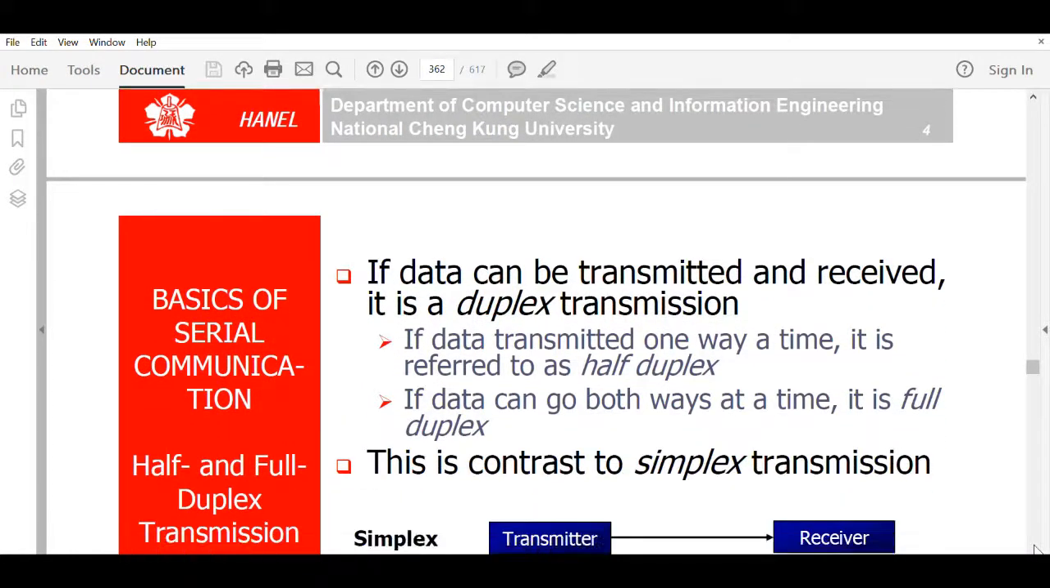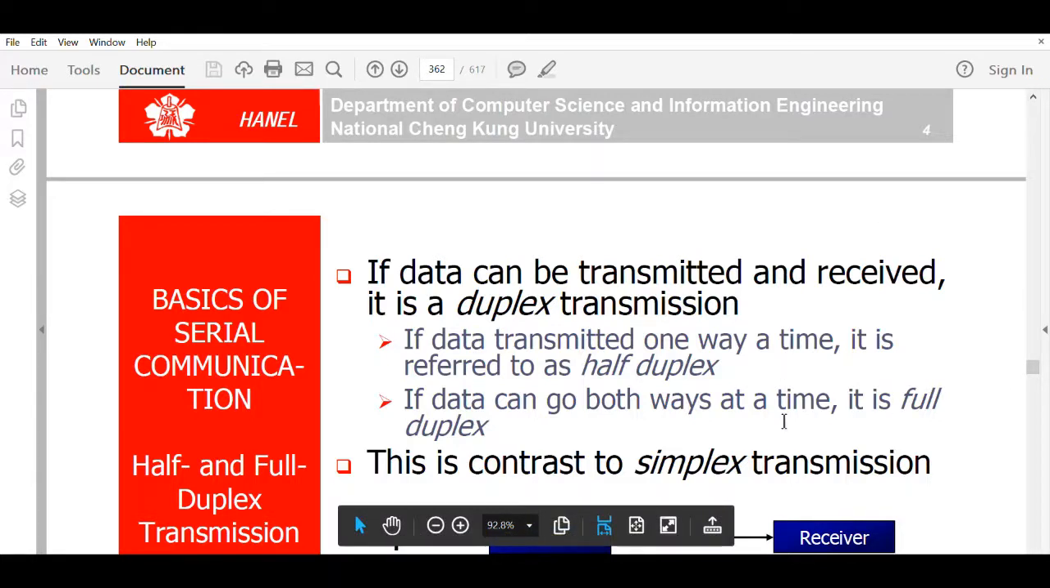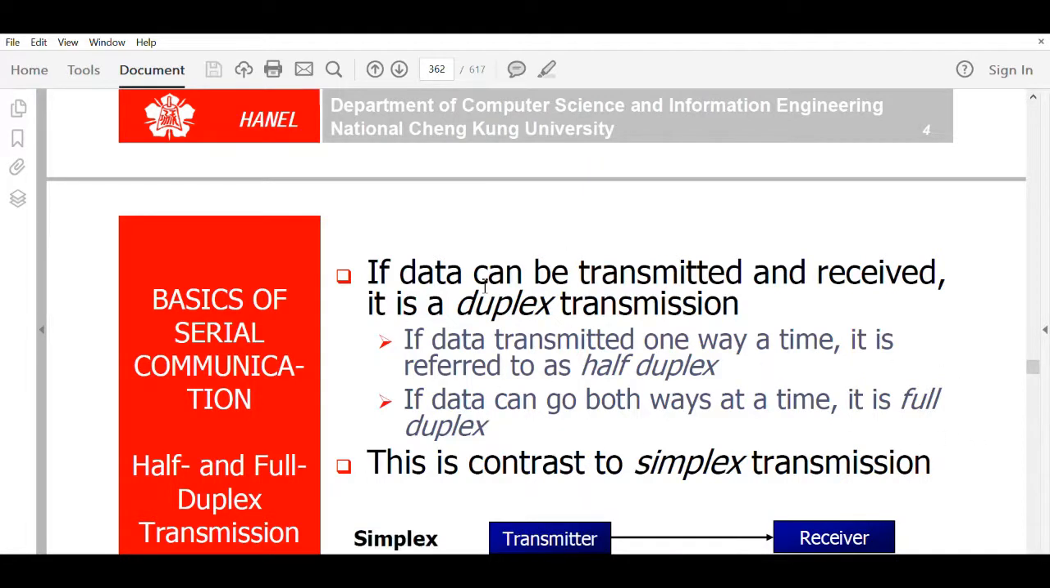Now we talked about two types of serial communication, synchronous and asynchronous. Next is how the data is transmitted and received. Data can be transmitted and received using either half duplex or full duplex. In general, it's called duplex transmission. That is, serial communication makes use of the duplex transmission method to transmit the data bit by bit between the transmitter and the receiver. So what is half duplex?